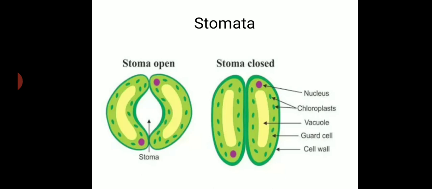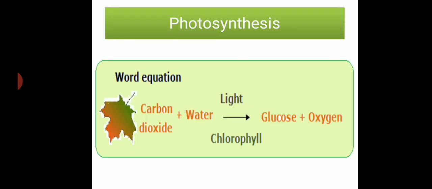Carbon dioxide and water in presence of sunlight react to form carbohydrate and oxygen. Carbohydrate then gets converted into a complex substance called starch, which is then stored in plants. So, the process of photosynthesis can be represented in word equation form. Carbon dioxide plus water, in presence of sunlight and chlorophyll, gives carbohydrate plus oxygen.